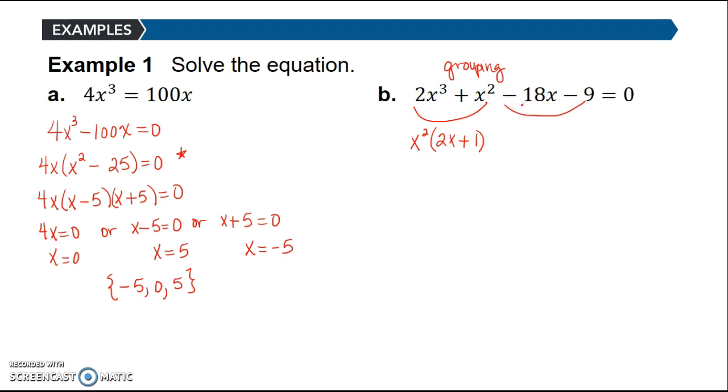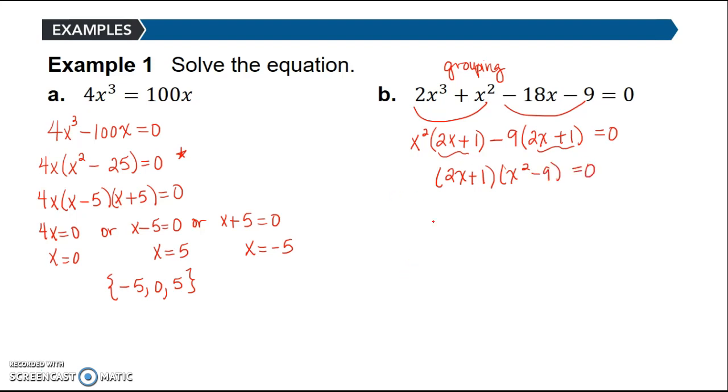Now be careful here, between negative 18x and negative 9, if the middle sign is negative, we need to factor out a negative 9, which is our common factor. Negative 18x divided by negative 9 is 2x. Negative 9 divided by negative 9 is plus 1. Remember, with grouping, our goal is that we should get a common binomial to factor out. So 2x plus 1 is that common binomial times x squared minus 9 equals 0.